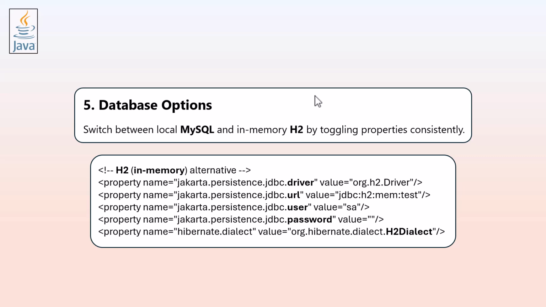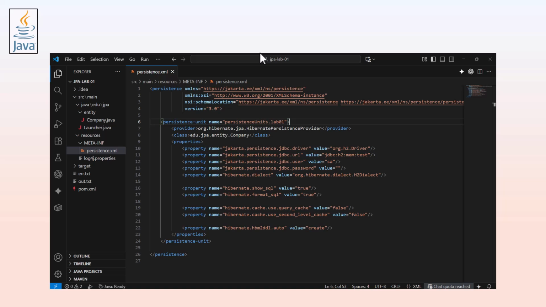5. Database options. The configuration targets a local relational database with credentials and a specific dialect. There is also an alternative set of properties commonly used for an in-memory database that can be enabled if you prefer a self-contained environment for experimentation. Whichever you choose, all related properties must be kept consistent so that the provider can connect and generate SQL correctly.